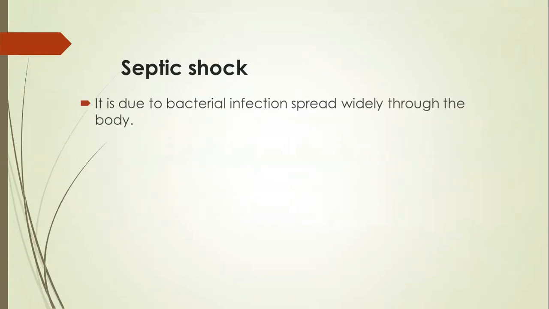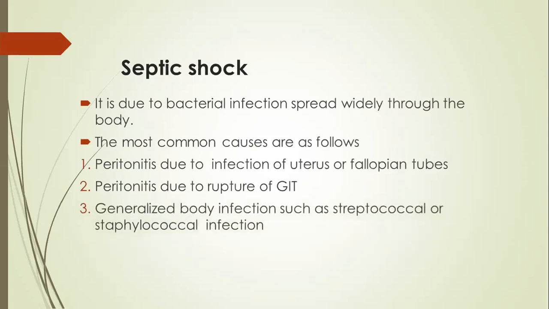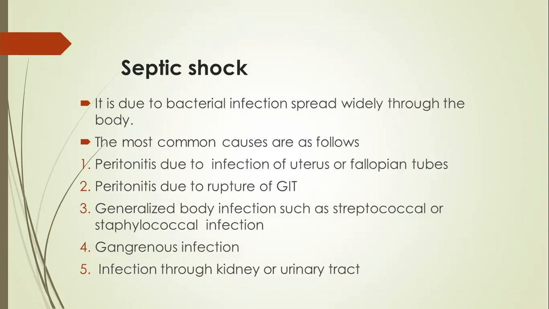Then again, septic shock is very commonly seen. Here what happens is that there is a bacterial infection, but instead of staying at a particular point, it will spread widely through the body. And then this widespread infection can lead to inadequacy of the blood flow. The most common causes are peritonitis due to infection of the uterus or fallopian tubes, peritonitis due to rupture of the GIT, generalized body infections such as streptococcal or staphylococcal infection, gangrenous infections, and infections of the kidney or urinary tract.